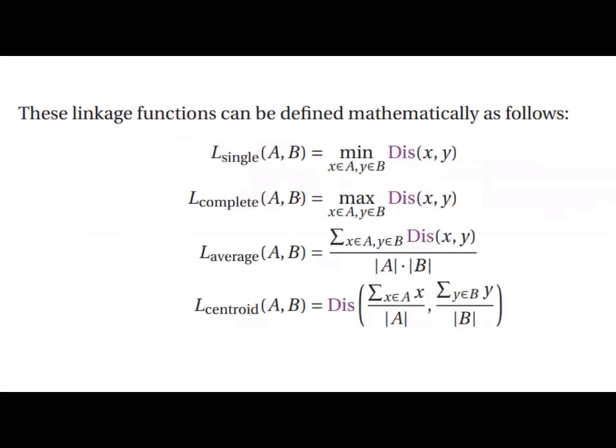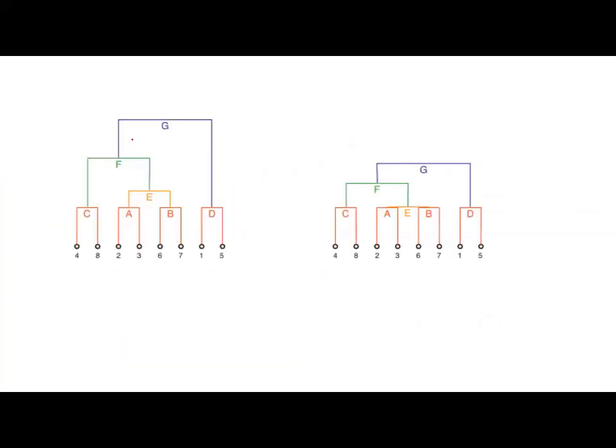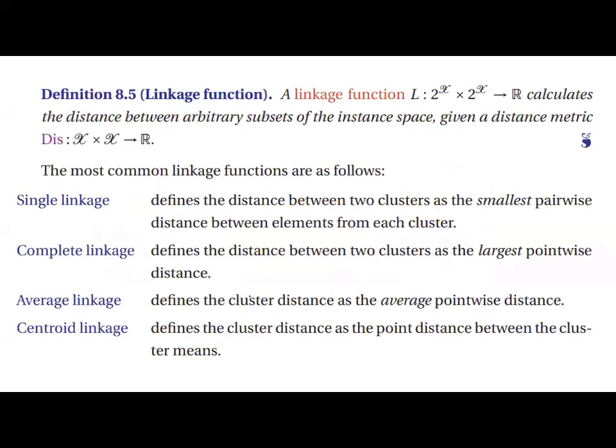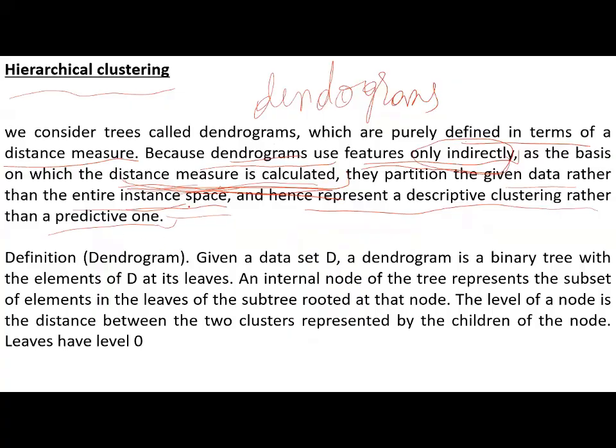You can see here an example. This is a dendrogram. The difference between these two is 4, and these two is 1, these two is 1, and these two is 4. So you can merge these two. It shows G, F, and these two are merged. Later, these two can also be merged because the difference between these two is also 4. So a tree is formed. This is called a dendrogram.